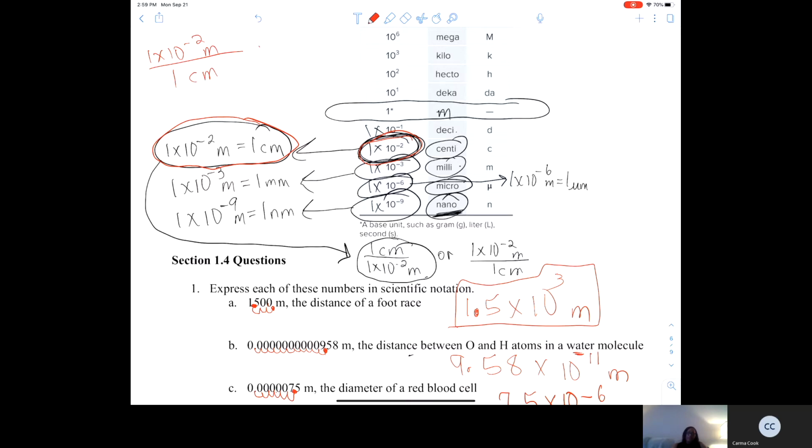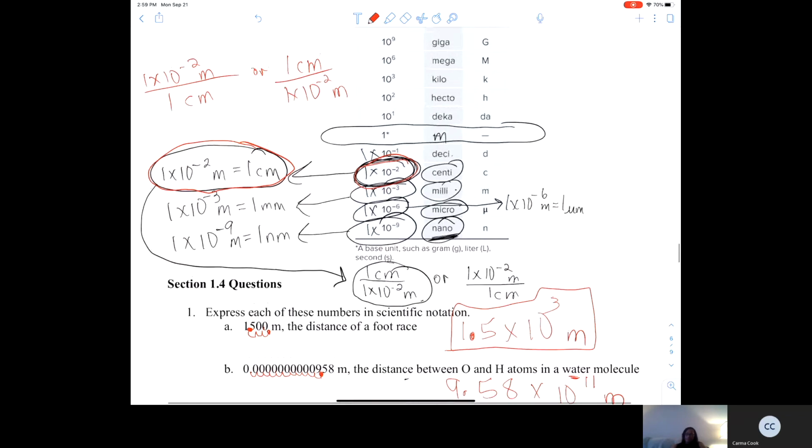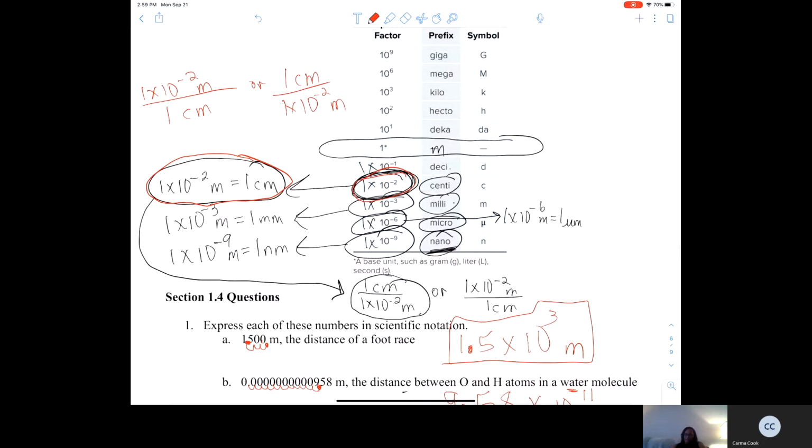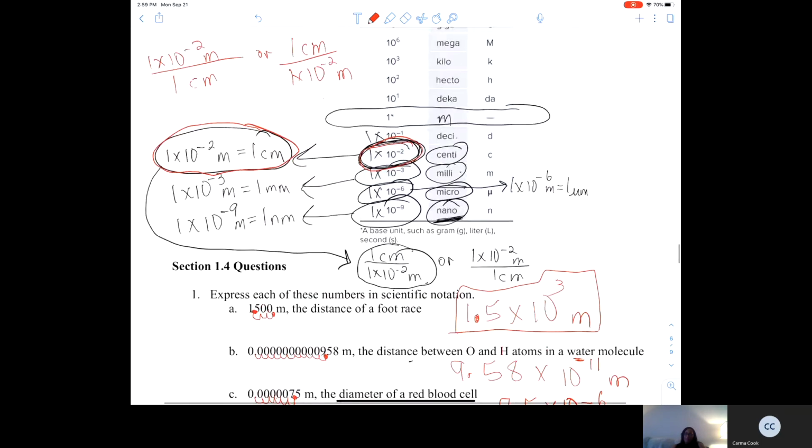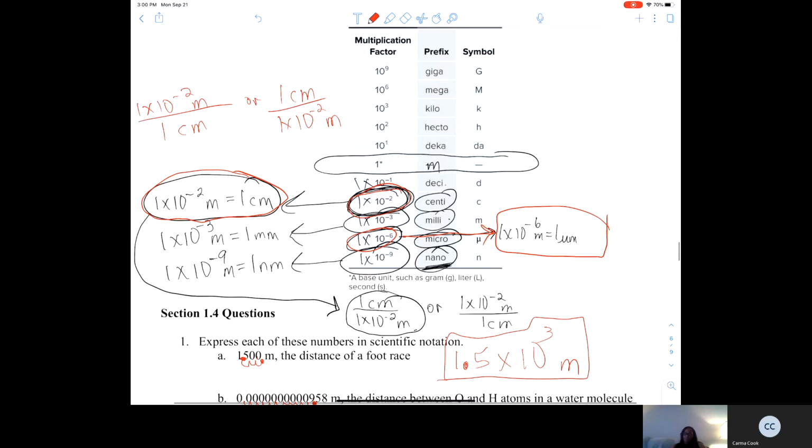And we can also write the reciprocal. For micrometers, so we have to convert a meter to centimeters, convert a meter to micrometers, and convert a meter to nanometers. The micrometer is 1 times 10 to the negative 6 meters per every 1 micrometer.